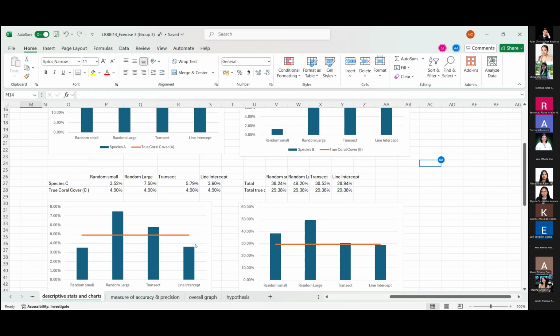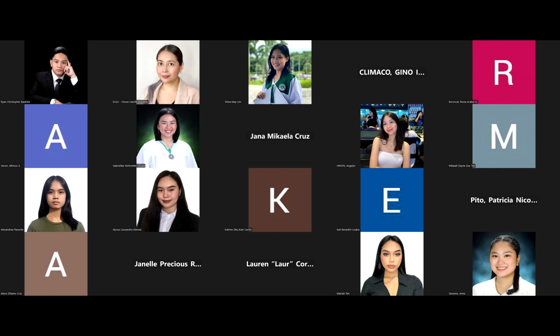Okay. Anything else? For the precision po, we're yet to base it. Kasi we're yet to debunk it, but we'll present it po on Thursday po. Okay, thank you for that. Let's now hear from Group 4.